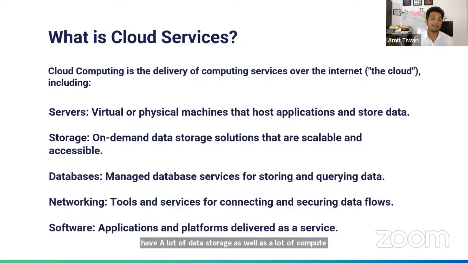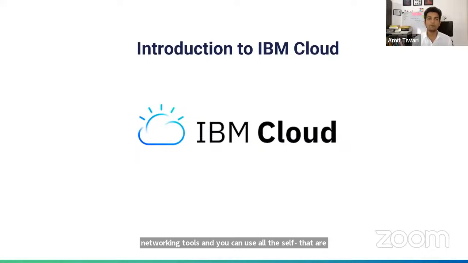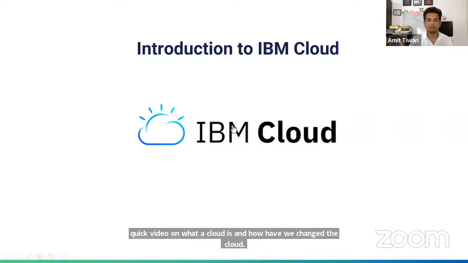So cloud services store data. You can have on-demand data storage solutions that are scalable and accessible, so that you are putting your own data on the cloud and processing it on IBM Cloud. You can also manage your databases. You can use networking tools, and you can use all the software that is there on our cloud services. A quick introduction to IBM Cloud. I'm going to play a quick video on what a cloud is and how we have changed the cloud.